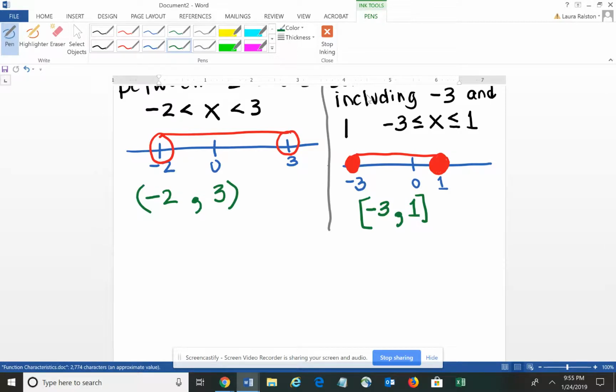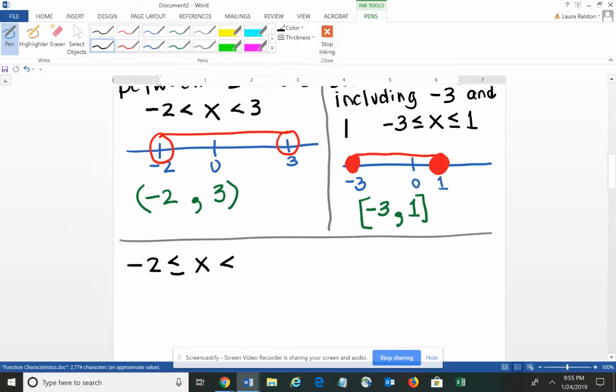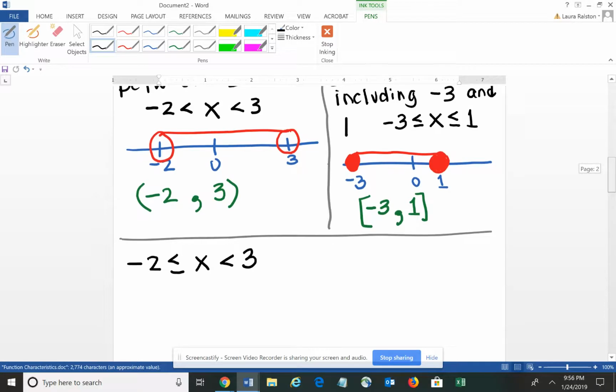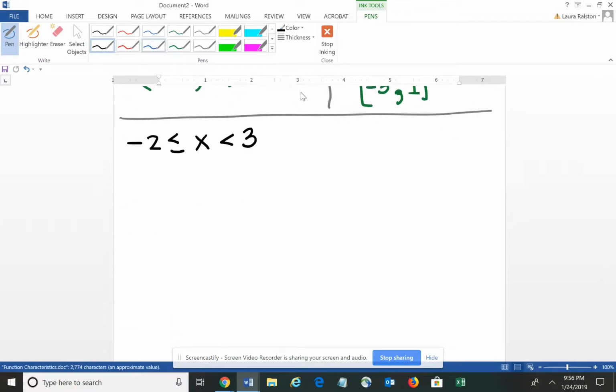It's also possible that you might have something, and I'm just going to use the symbols here, where you maybe have something like -2 is less than or equal to x, which is less than 3. Okay, so that one endpoint is included and the other endpoint is not included.